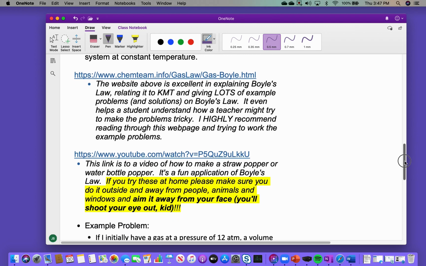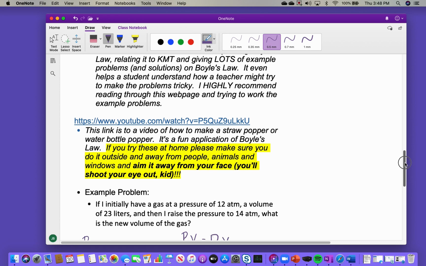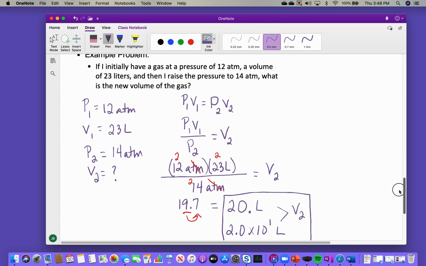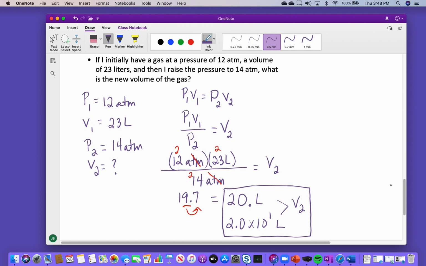And you have some great resources here from the internet. They may help you better understand and give you even more practice on Boyle's Law problems, the relationship between Boyle's Law and kinetic molecular theory. And of course, you need to be able to solve problems using Boyle's Law.